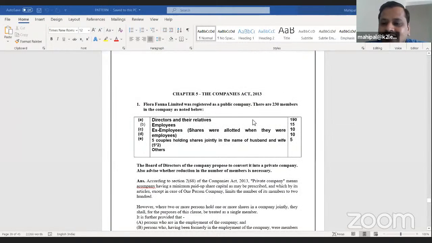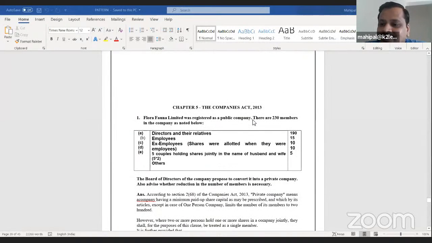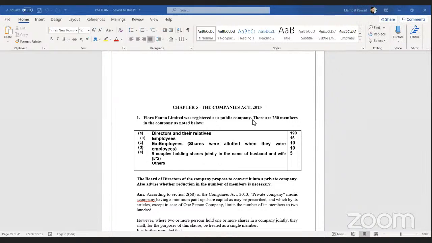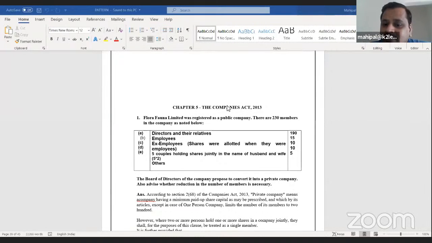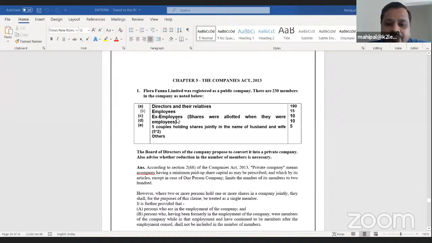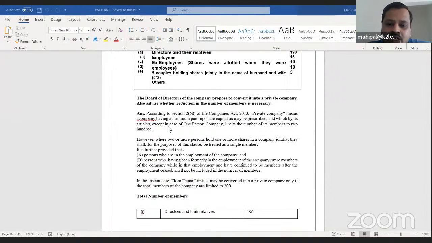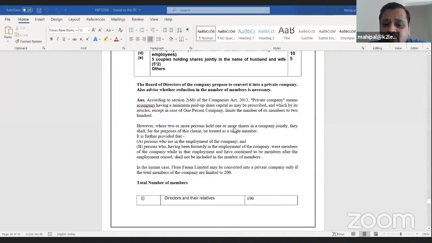If 2 or more persons hold shares jointly, it is treated as 1. So 200 members, it can be. Very good. Let's quickly get on to the answers. Private company means a company having a minimum paid up share capital as prescribed and which, by its articles, limits the number of members. However, where two or more persons hold one or more shares jointly, they shall, for the purpose of this clause, be treated as a single member.